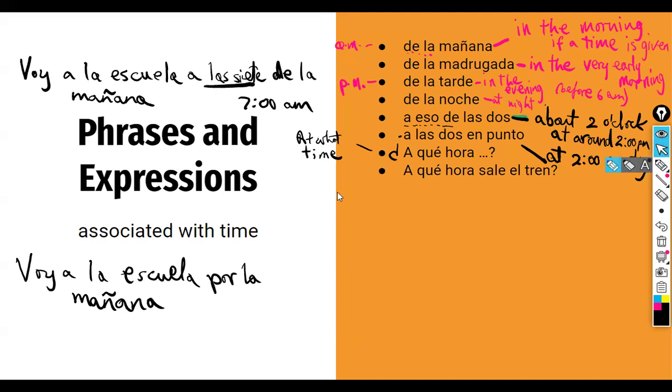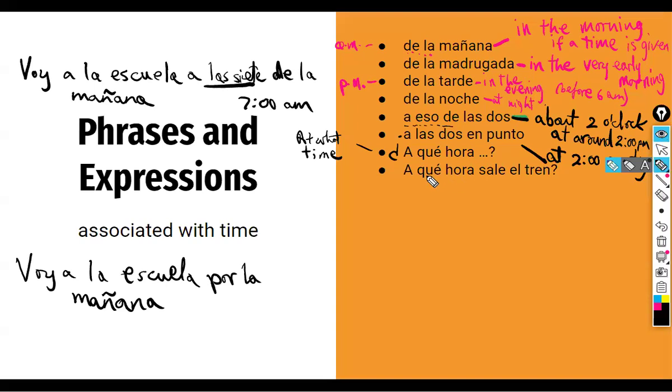All right, at what time? So this is just an example of a question with it. At what time does the train leave? But you know, in English, we might not ask it at what time does the train leave. We might say, when does the train leave? Or just what time does the train leave? So when does the train depart? When does the train leave?